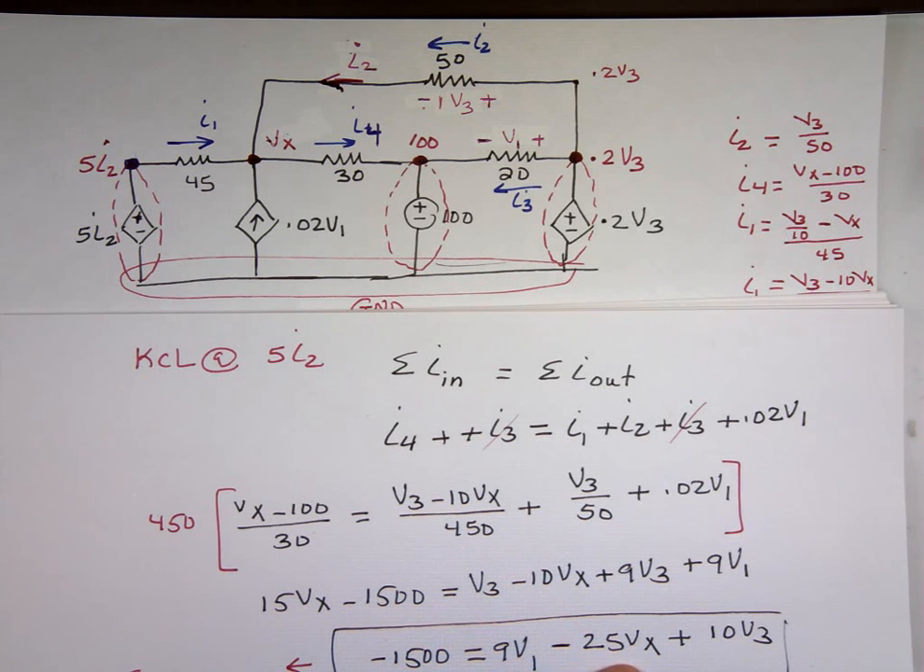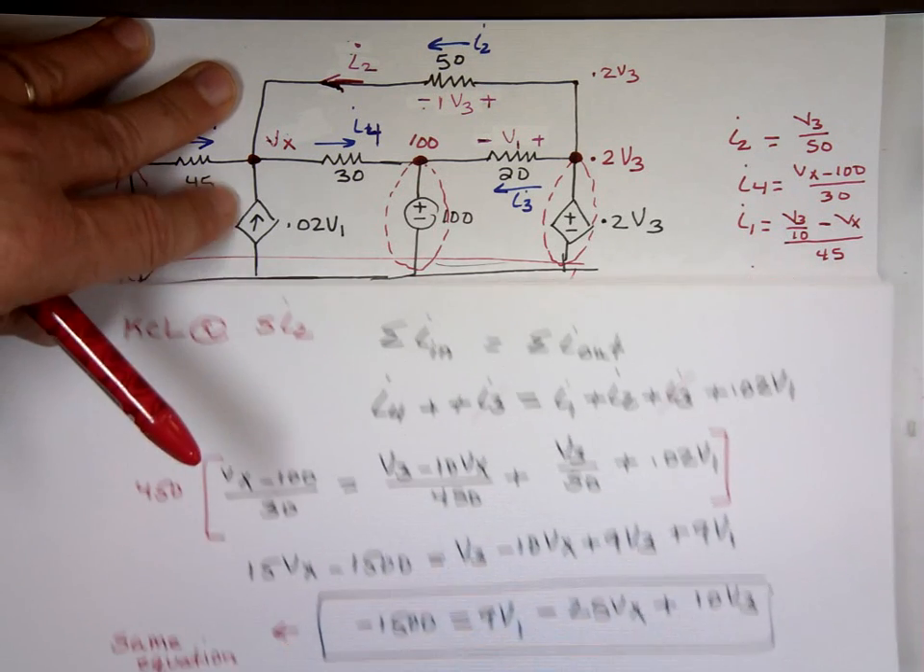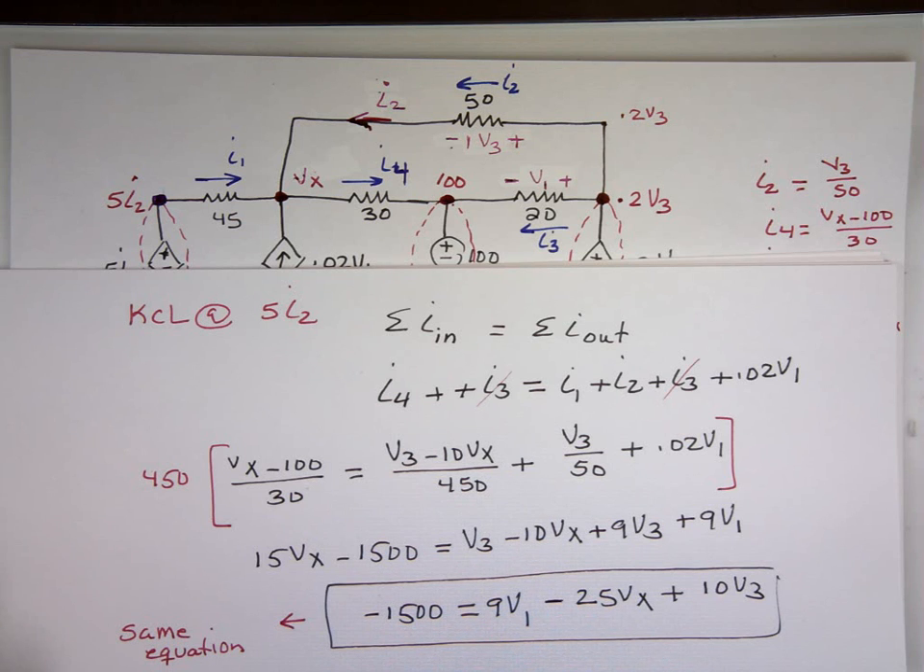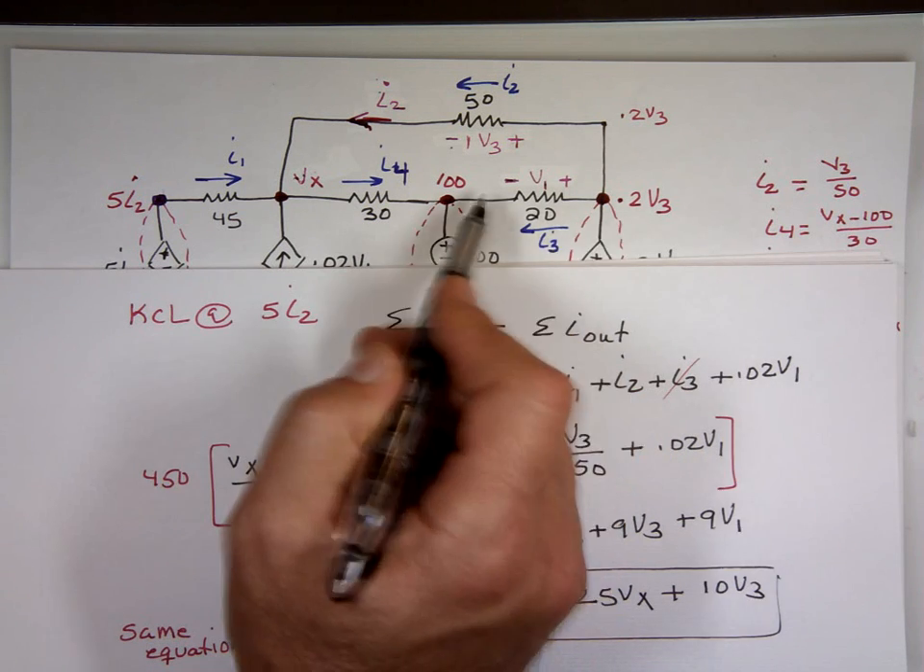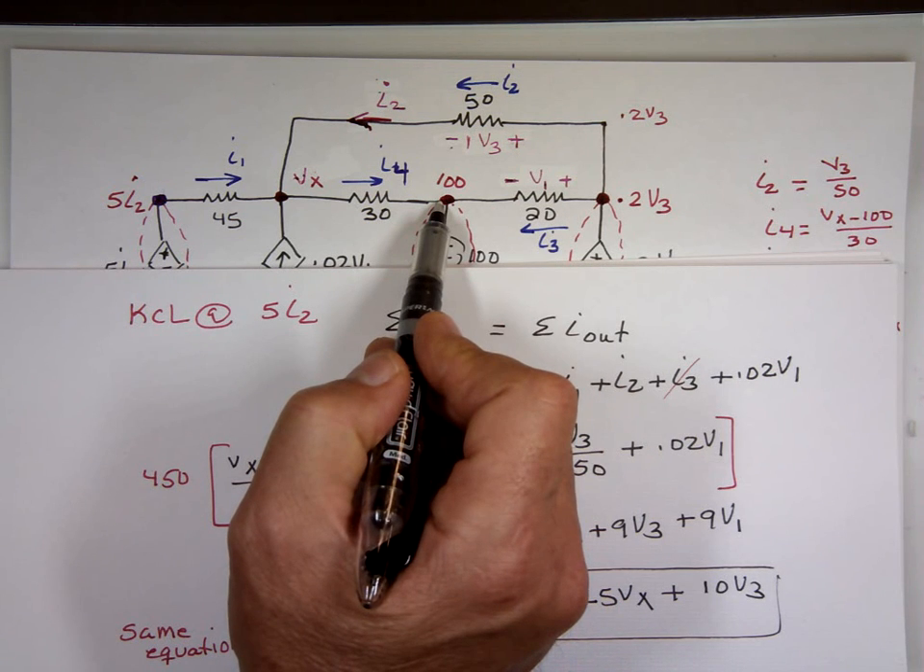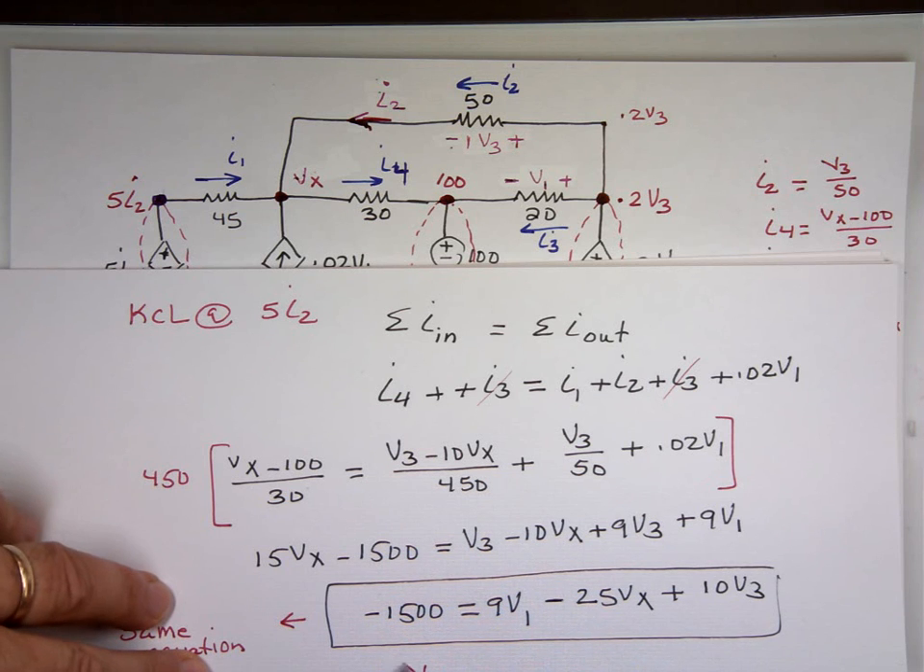Let me take a look at V1. Well, let me look right here. What is V1? That's V1. Can I write V1 in terms of either Vx or V3? Yeah, V3, right? Well, not really. V1 is this voltage, plus to minus. Would it be 0.2 V3 minus 100 over 20? Not over 20. Once you do over 20, that becomes a current. I'm looking for a voltage. It's this end minus that end. So V1 equals 0.2 V3 minus 100. It's this voltage minus that voltage.